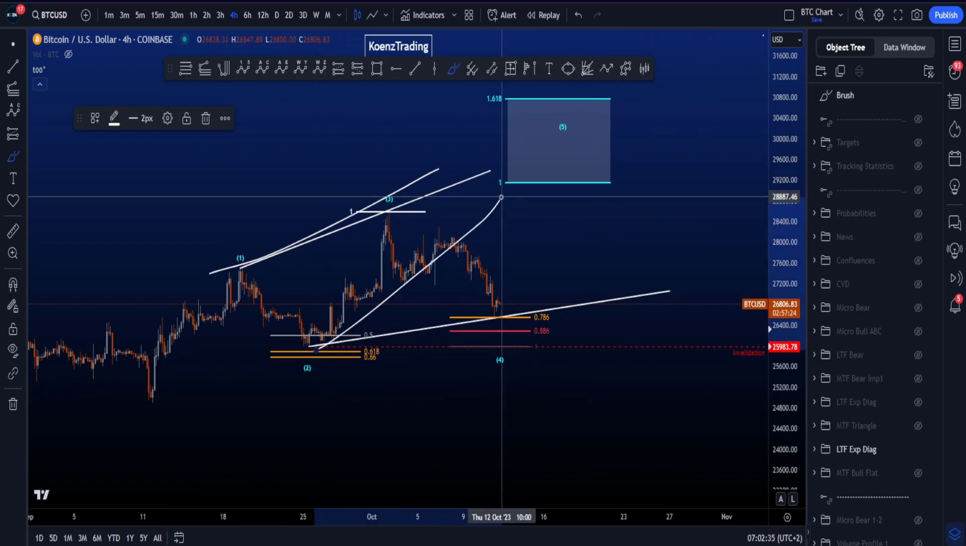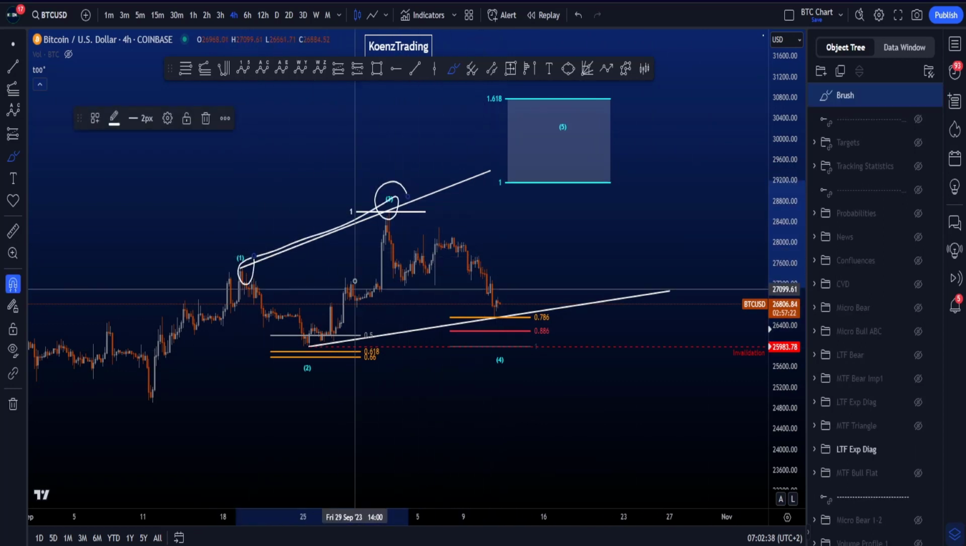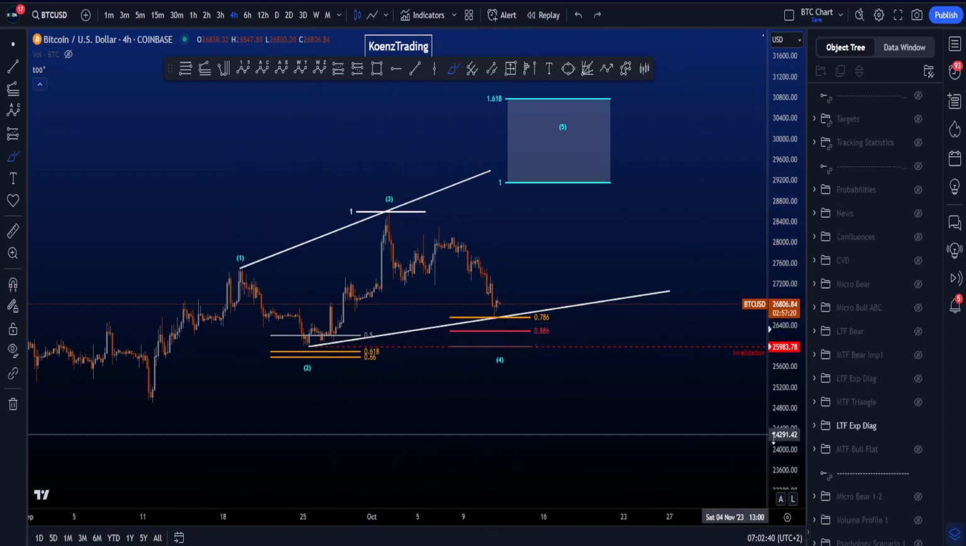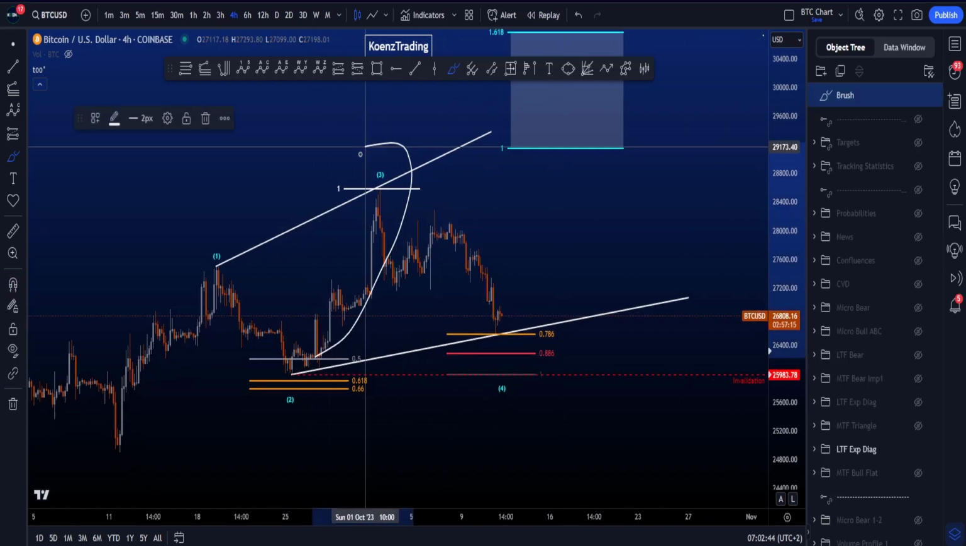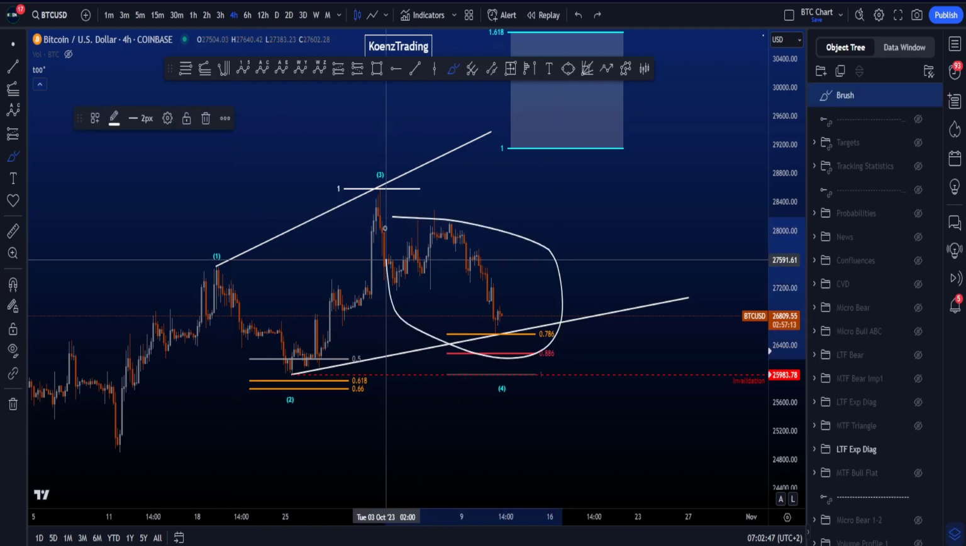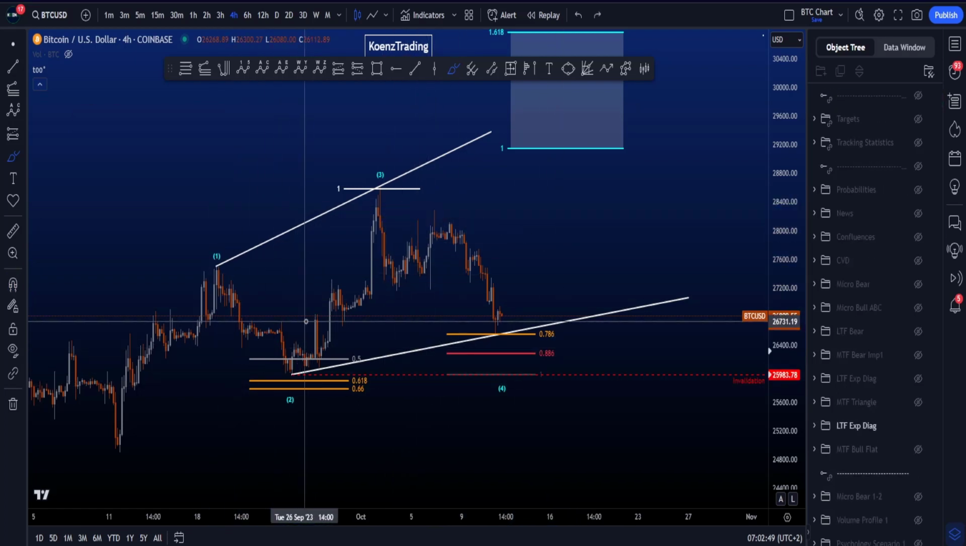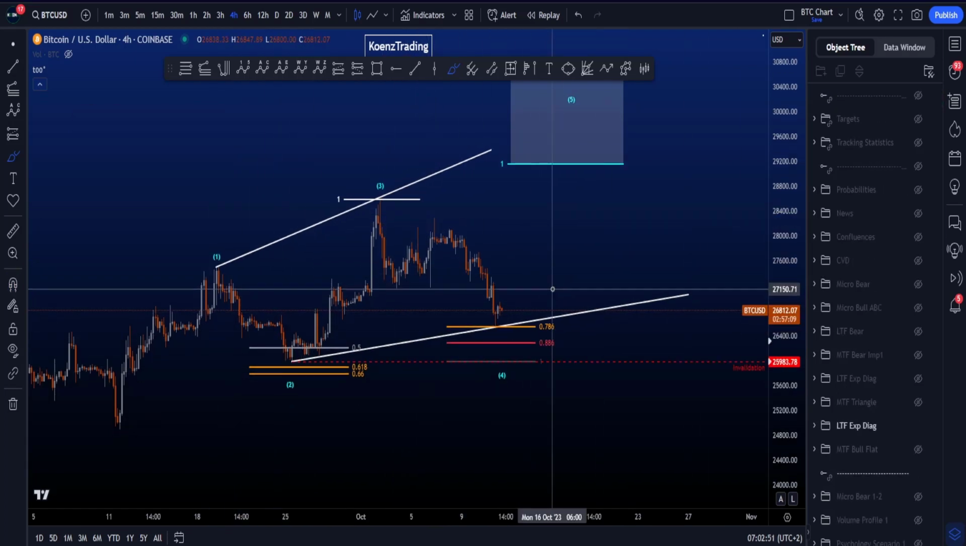A contracting diagonal is also invalidated. 3 is longer than 1, and also over here price dipped too deep. And a double 1-2 is also invalidated, as the second wave 1 is longer than the first and the second wave 2 is longer than the first as well. So what remains is this expanding structure.